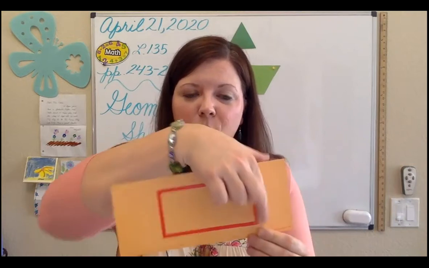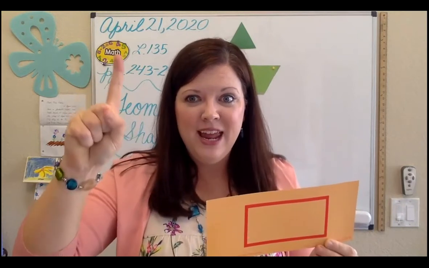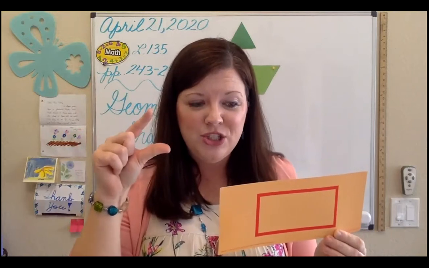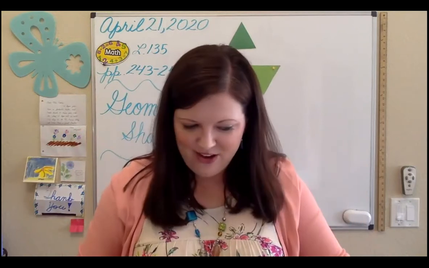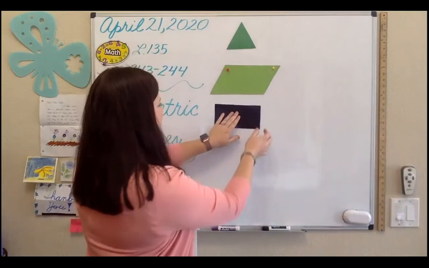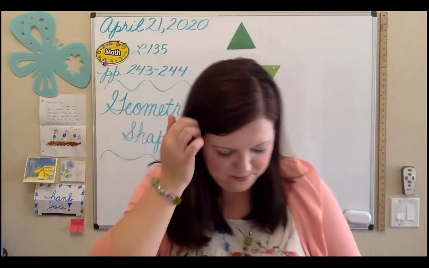Also, each angle, 1, 2, 3, 4, each angle must be a right angle. That means it must be straight up and straight across, a right angle. It can't be way stretched out or squished in, even a little bit. It has to be straight up and straight down. This is a rectangle. And I have one from Mom. This is her rectangle. That's a Mississippi rectangle.